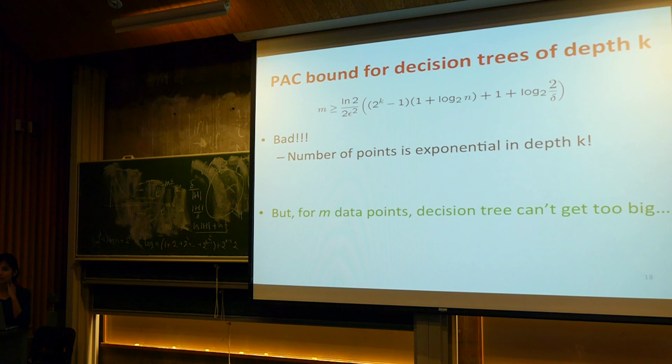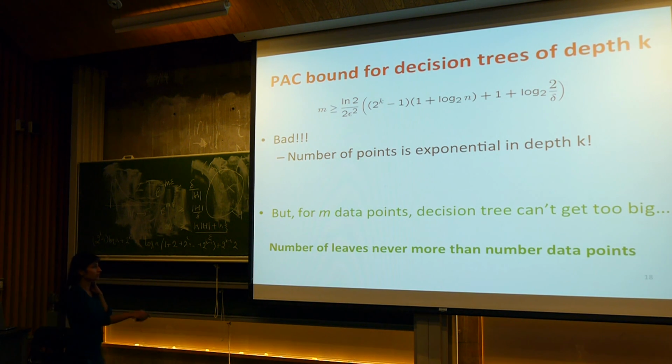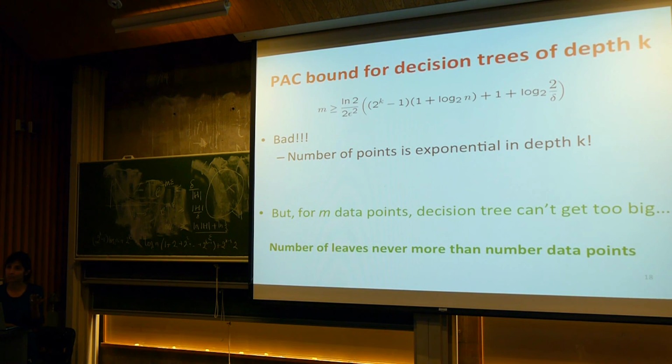All right, so maybe we are sort of overcounting in some way, or maybe there's a better way to think of how complex the decision tree class is. We are essentially going to go by this: we know that the number of leaves should never be more than the number of data points, right? If you're building a decision tree.